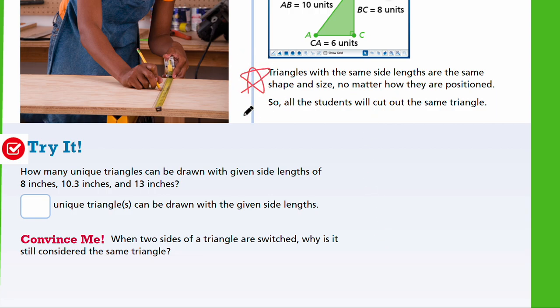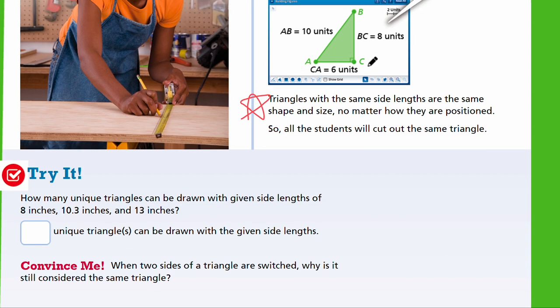Let's look at try it. How many unique triangles can be drawn with given side lengths of 8 inches, 10.3 inches, and 13 inches? We just figured out that any triangles with the same sides are the same shape and size no matter how they're positioned, so they're the same triangle. So if we have all the same sides, exactly 8 and 10.3 and 13 inches, we would have one unique triangle.